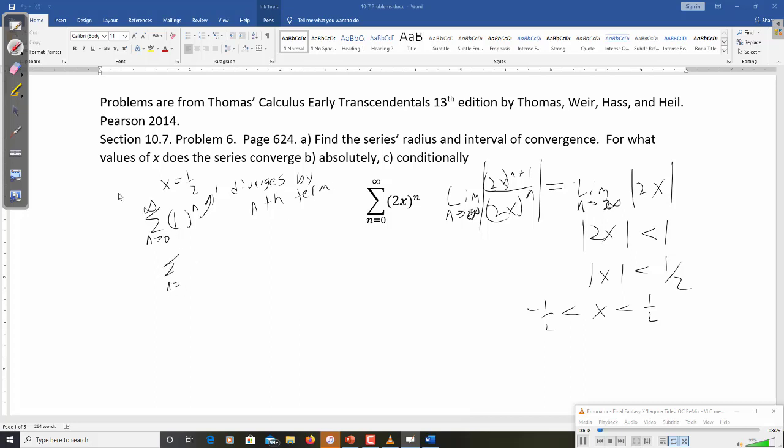And then if I look at x equal -1/2, you would get 2 times -1/2 would be -1 to the n, which diverges. So also the series diverges by nth term test. So the radius equals 1/2, and the interval of convergence is -1/2 to 1/2, not including the endpoints.